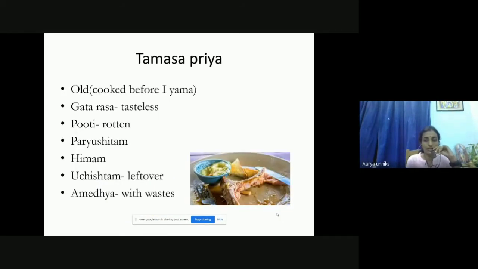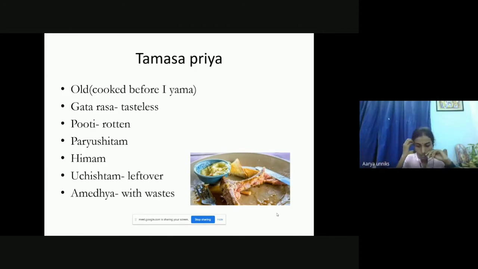Tamasa priya. See, look at the picture, you will be feeling awkward looking at it. That is what tamasa people like to eat. That which is old, cooked before one yama, gatarasa, puti, paryushitam, hemam, uchishtam cha, amedhyam cha. That is tasteless, rotten, stale, leftover, impure. Everything that is rotten, leftover, that is not at all good to eat, comes under tamasa priya ahara. If a person resorts to these kinds of foods, and we also resort to them because we cook food in the morning and eat at night, that again causes tamasa vritti in the sharira. So these are the mentions of foods.